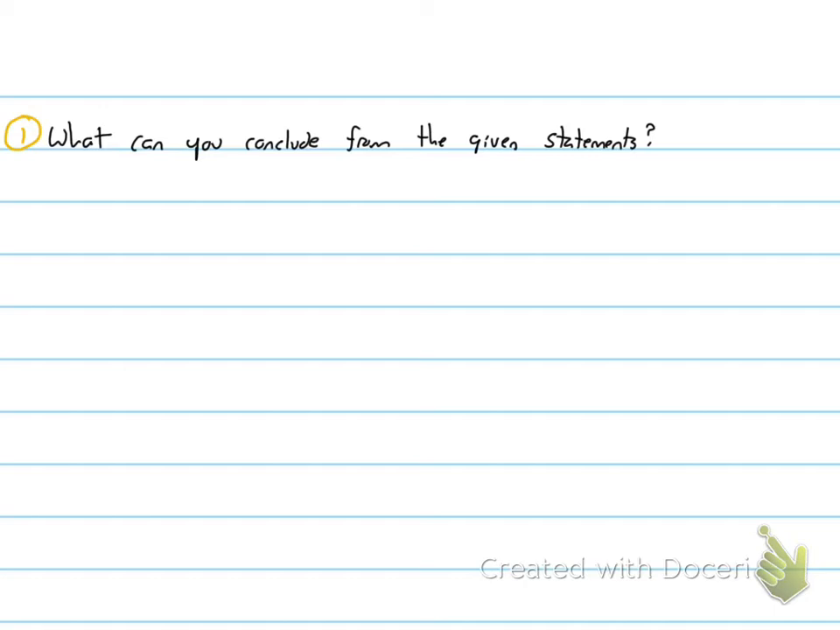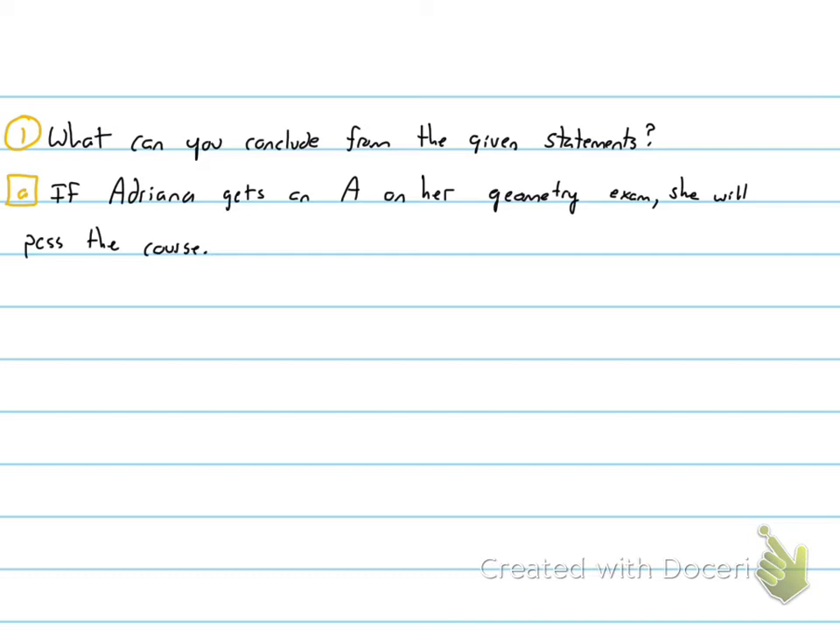So let's talk about a scenario and see if we can conclude anything from the given statements. If Adriana gets an A on her geometry test, she will pass the course. Then we find out that Adriana gets an A on her test. From that, since the hypothesis is true, we can assume the conclusion that she passes the course.